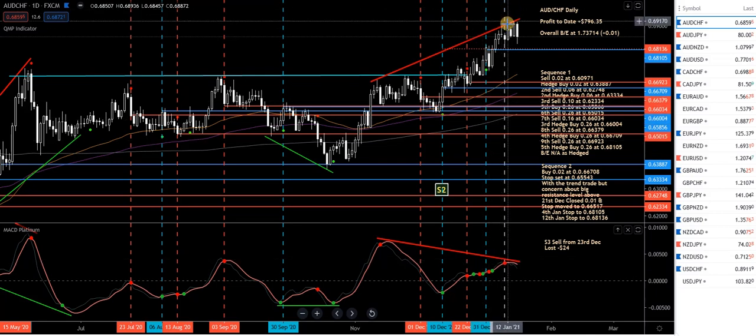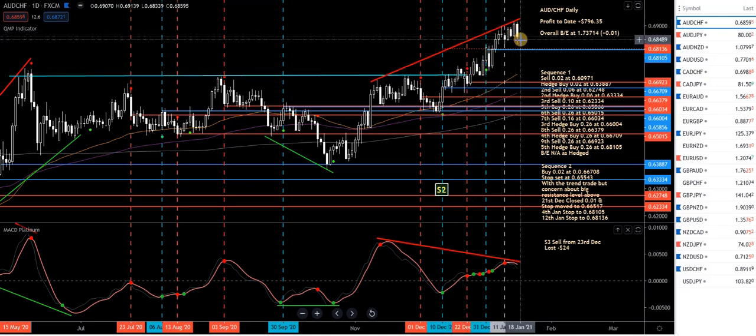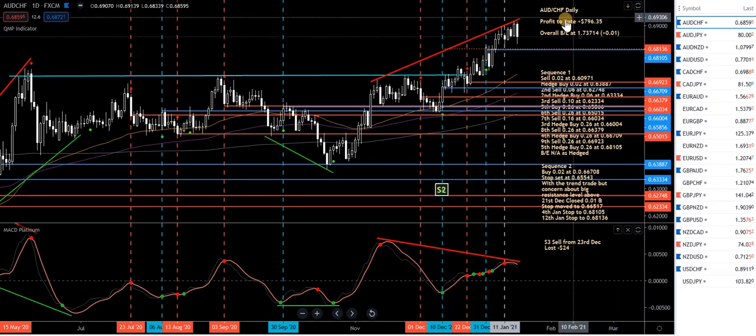I put a warning line in there, waiting for a red QMP dot. In the meantime, this thing looks like it's going to roll over to the downside. The Aussie's been on a bit of a tear, so it needs a bit of a breather. All right, moving right along.